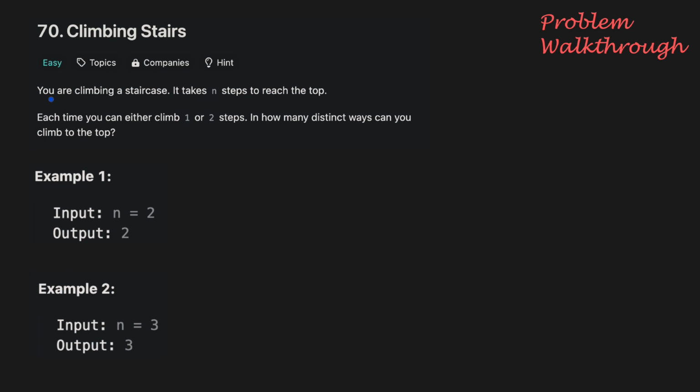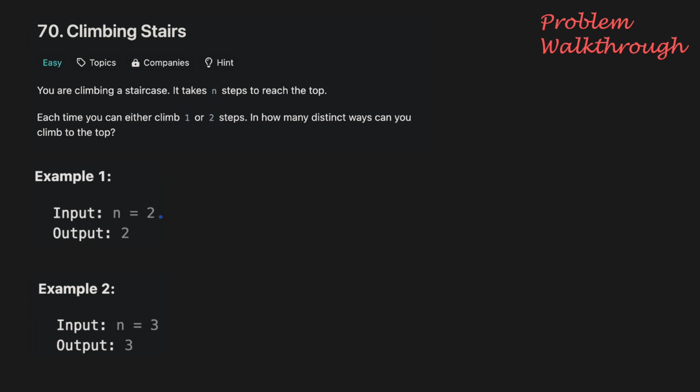Now to the problem. In this problem, we are climbing a staircase where it takes n steps to reach the top. Each time, we can either climb 1 or 2 steps. Then our task is to count how many distinct ways we can climb to the top.